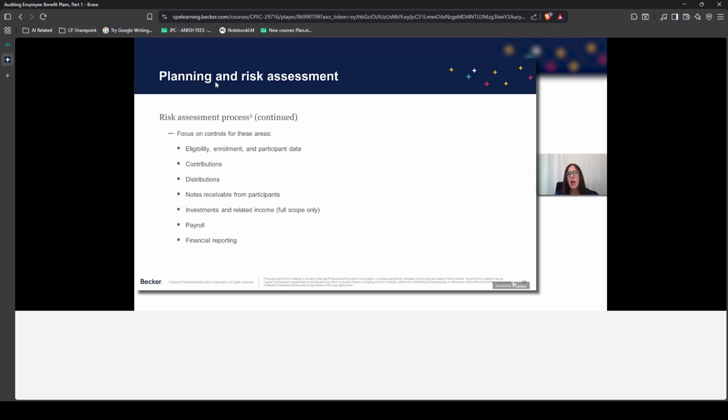Who sets up the coding for the different definitions of compensation that are then going to impact the amounts that are withheld from the participants' wages? How do those deferrals get updated? Is the payroll system a combination of manual and automated controls? All of that has to be captured as part of your understanding so that, again, you can identify risk.